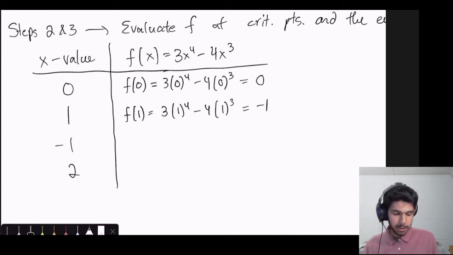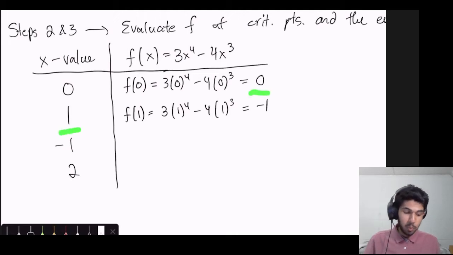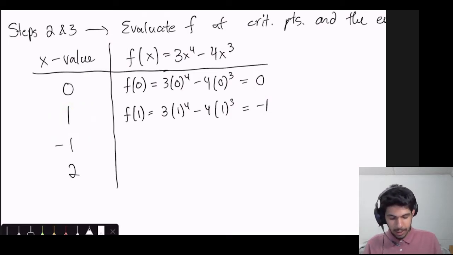That equals -1. Okay, so now we can already see that at x equals 0, that is not a minimum, because there exists another point within the interval such that f of that point is less than f of 0, right? F of 0 is 0, f of 1 is -1, so there's no way this can be a minimum. It's possible that 1 could be a minimum, but we have to first finish computing the endpoints.